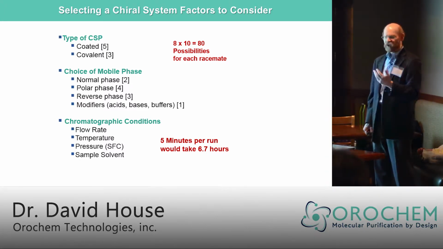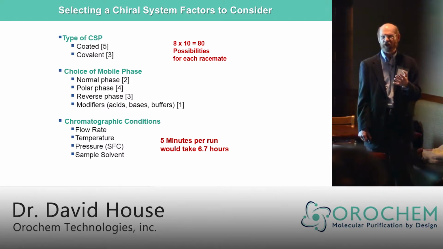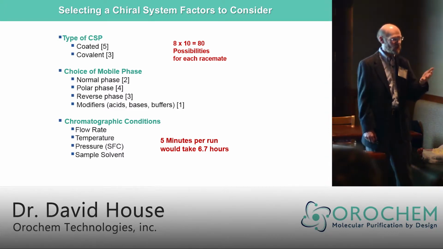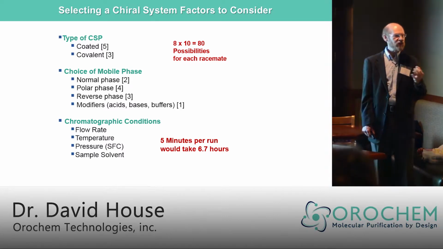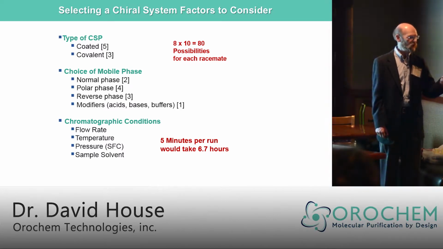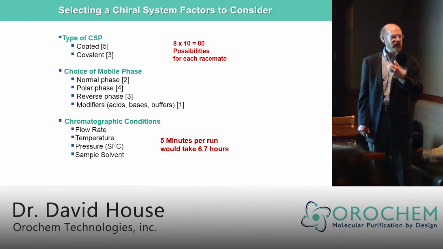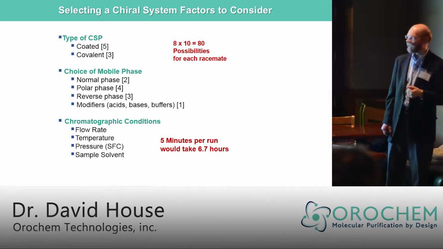Choice of mobile phase. Typically, we'll look at 2 normal phases, and that's really a mixture of an aliphatic hydrocarbon and alcohol, such as IPA or ethanol. So we look at 2 of those. Polar phases. That could be acetonitrile, methanol, ethanol, or blends of alcohols. And we look at 4 of those. Reverse phase. 3 different aqueous systems. We would typically look at that.